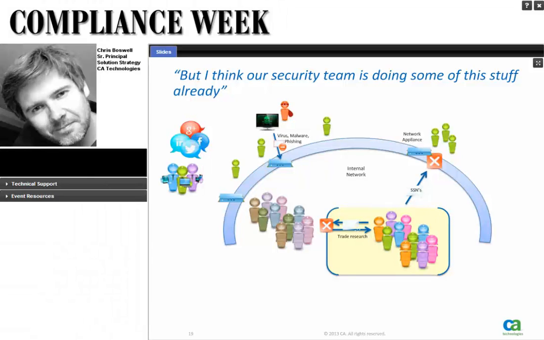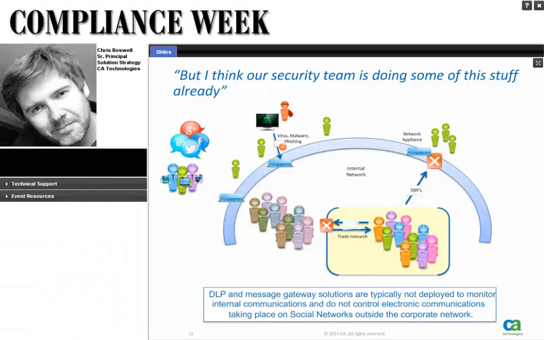A man in Hawaii is suing Hertz because the employees got on social media and started making some racial comments about him. And so now he found out about it. I don't know how, but it was on Facebook. He found out about it, and is now suing them. So if those are the kinds of threats you're worried about, then the traditional model, where you're using these appliances, DLP and message gateway solutions, simply aren't deployed to handle this internal chatter and things that are going on outside the network in third-party social media solutions.